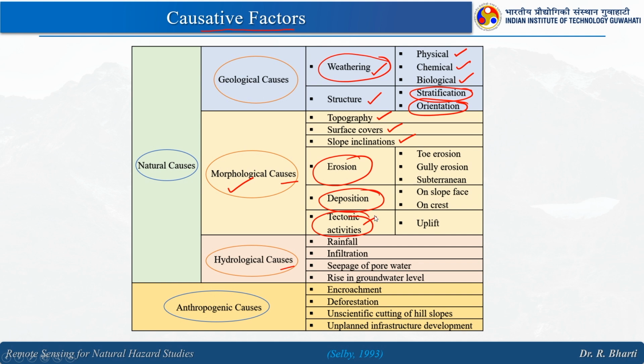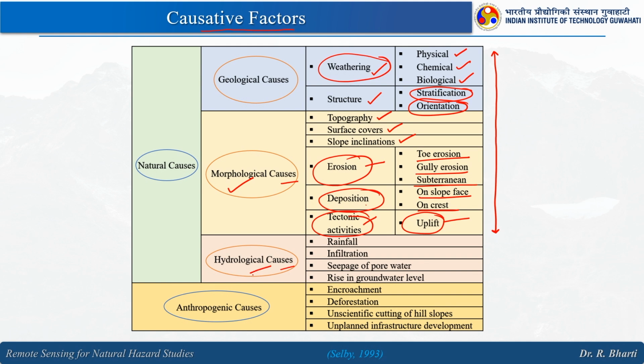So during the earthquakes, what happens? The seismic waves are generated. Those seismic waves produce the vibration at the surface, right? And because of that, upliftment can take place, and that will change the slope of the area. When we talk about erosion, we have toe erosion, gully erosion, subterranean erosion, then deposition on the slope face or on the crest. So all these are playing a very critical role in landslide.